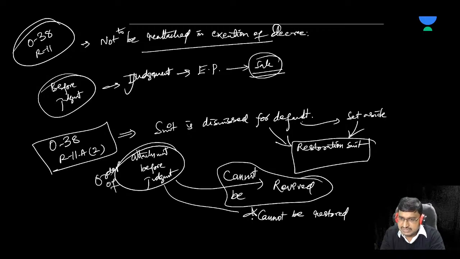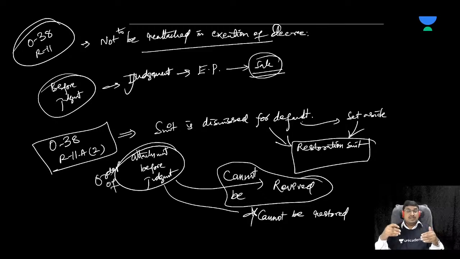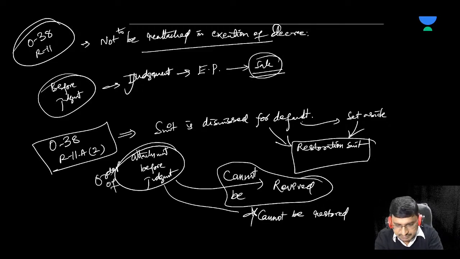Very important, friends. He has to file a fresh application under Order 38, Rule 1 for attachment before judgment afresh. Therefore, the suit can be restored even though it is dismissed for default after the dismissal order is set aside, but the order passed by the honorable court with regard to attachment before judgment cannot be revived and cannot be restored. It is a very, very important principle, friends.